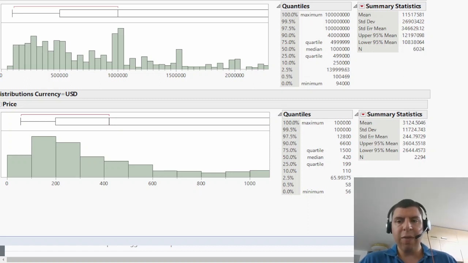My main takeaway from here is actually from these tables, looking at how many properties are for sale in each of these currencies. There are 6,000 for sale in UPIX, 2,200 for sale in US dollars, and I can also see the minimums. The minimum in US dollars is $56, and the floor price in UPIX is 94,000 UPIX.